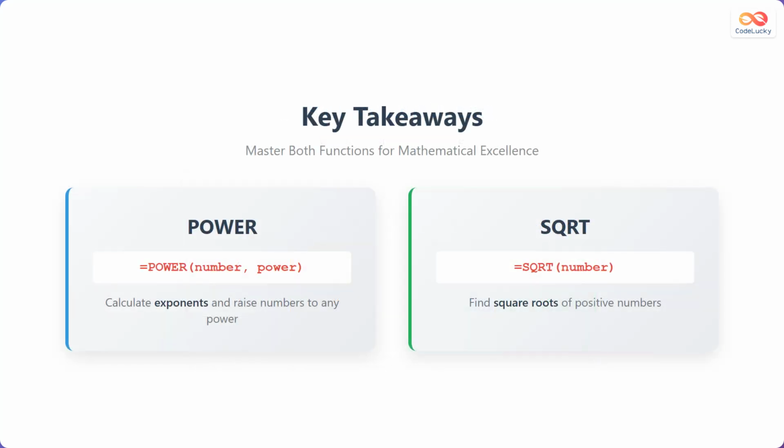To summarize, the power function allows you to calculate exponents and raise numbers to any power using the syntax equals POWER, open parenthesis, number, power, close parenthesis. And the square root function allows you to find square roots of positive numbers using the syntax equals SQRT, open parenthesis, number, close parenthesis. With these functions, you can easily perform mathematical calculations in Excel.